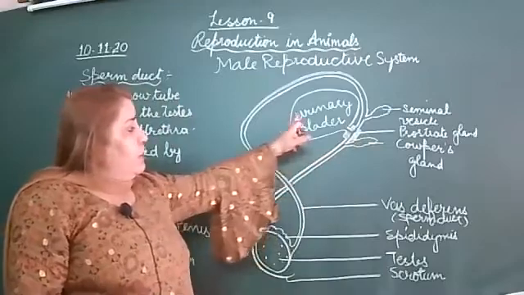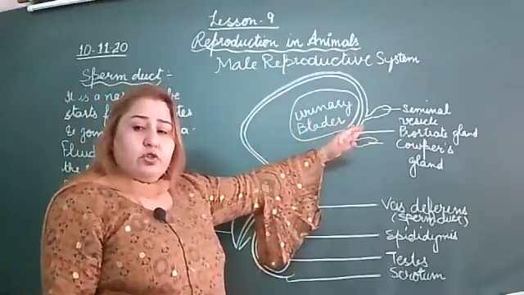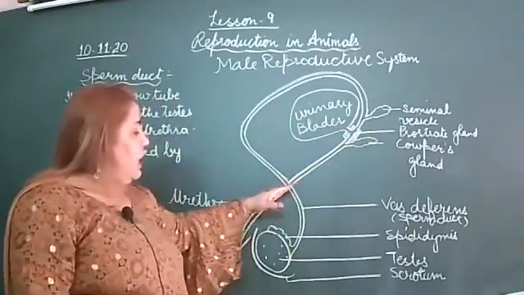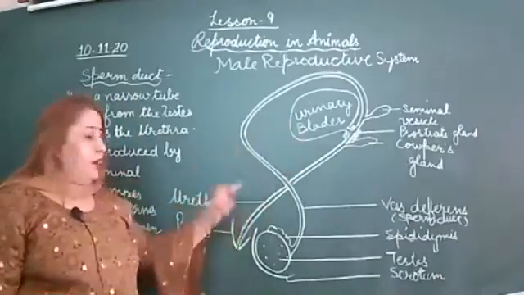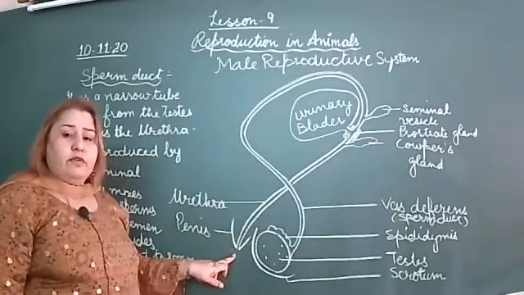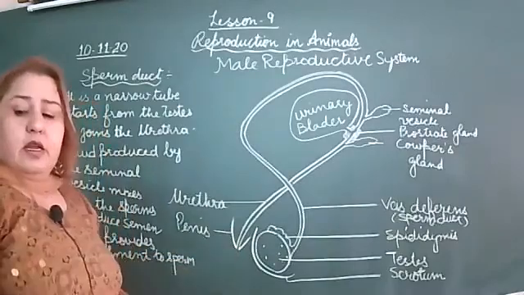Then the urinary bladder is also here, so the sperms will move here from this tube. This is called the urethra because it is connected with the urinary bladder. Then it comes out from the penis.